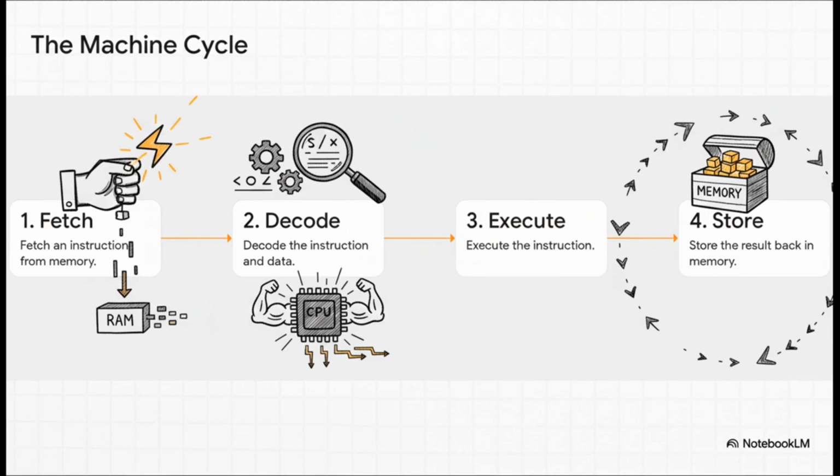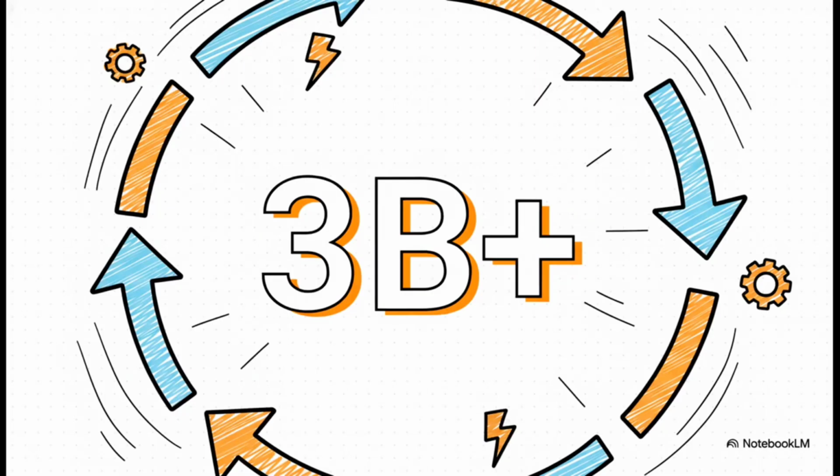Then it'll decode what that instruction means. Third, it will execute the command. And finally, it will store the result back in memory. Fetch, decode, execute, store. Again and again. And when I say over and over, I mean it. The speed is hard to even wrap your head around. A modern CPU can run through that entire 4-step cycle more than 3 billion times every single second.